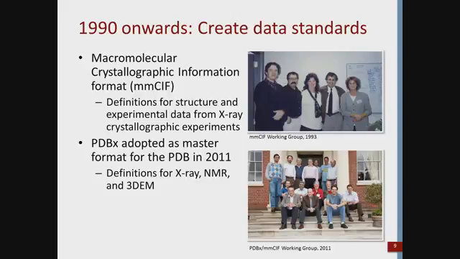And we had a meeting in England at the EBI. We brought together the software developers for X-ray structures, and to our great surprise and delight, they accepted PDBx/mmCIF as the master format for the PDB. So it took a long time, from the beginning in 1993 to the time it was actually accepted in 2011.